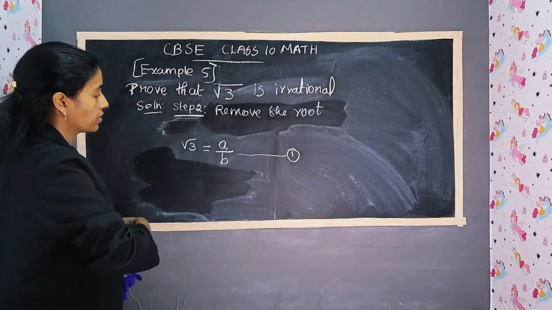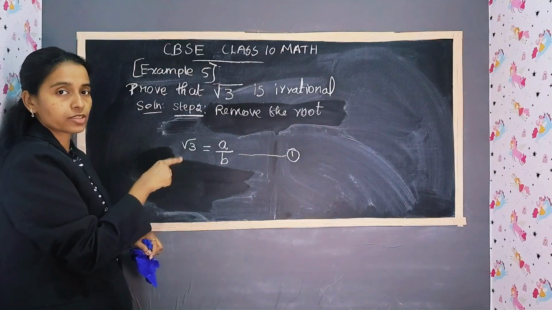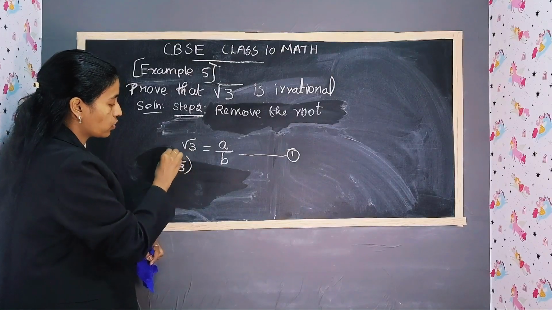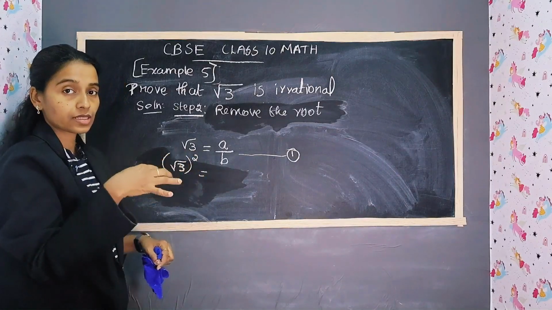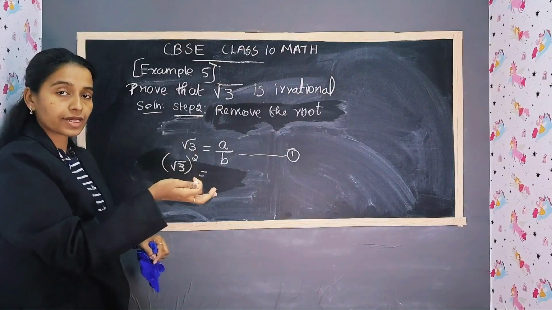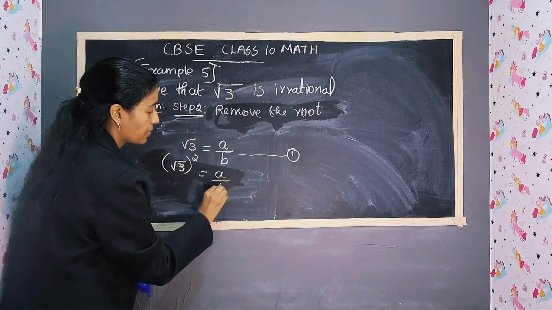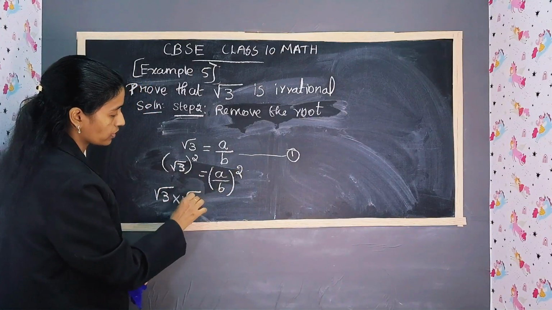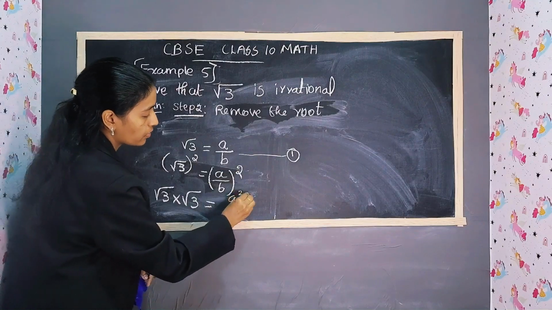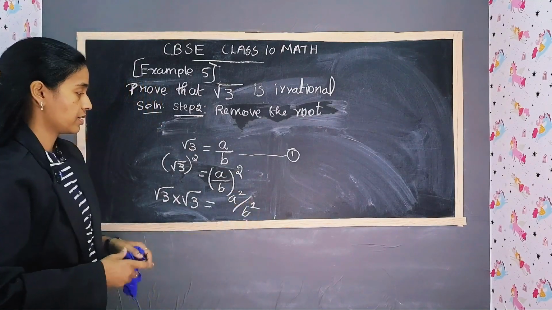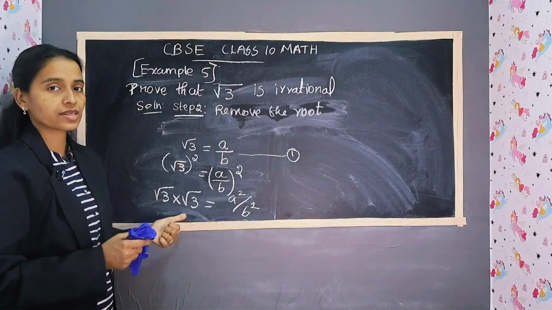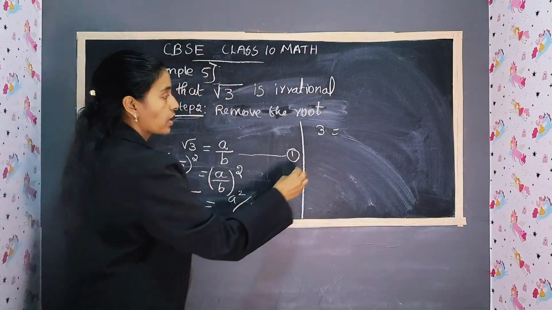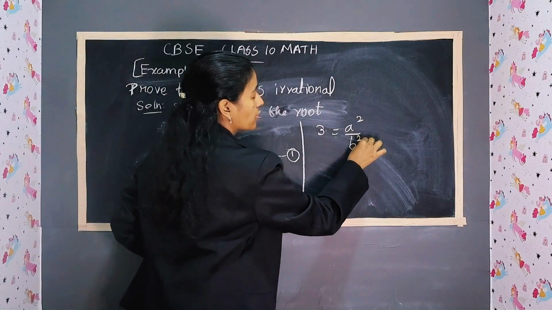Okay. Here, if you want to remove the root, we have to take the square values, right? If you are taking the square value of root 3 the whole square, if you are taking the square value on the left side, you should take the right side also. So a by b the whole square. Root 3 square means root 3 into root 3. So here a square by b square, right? Root 3 into root 3 means the answer is 3, right? So we can write 3 equal a square by b square.